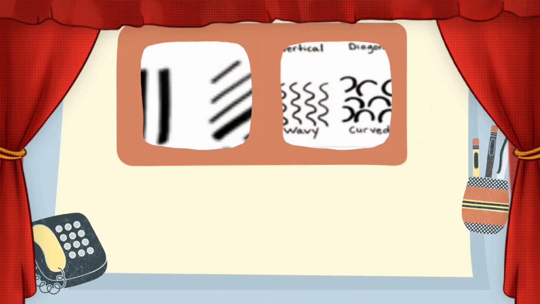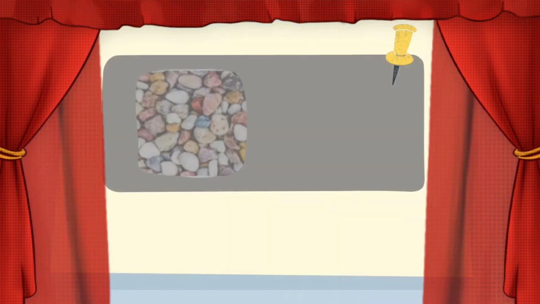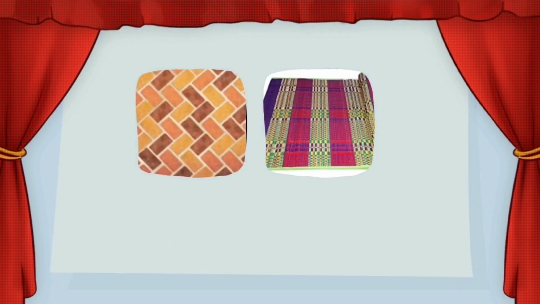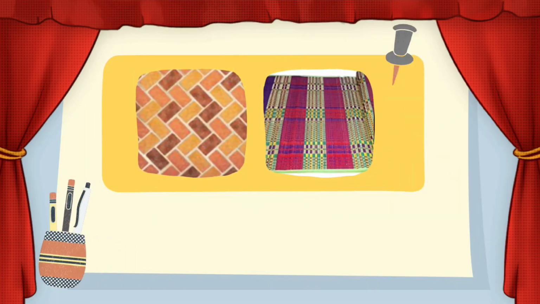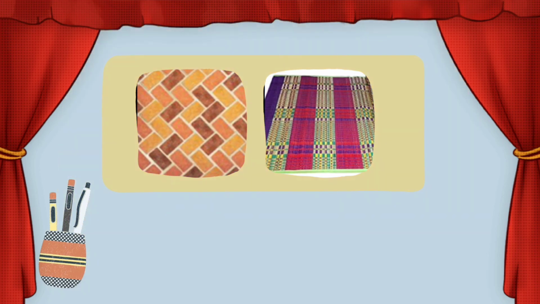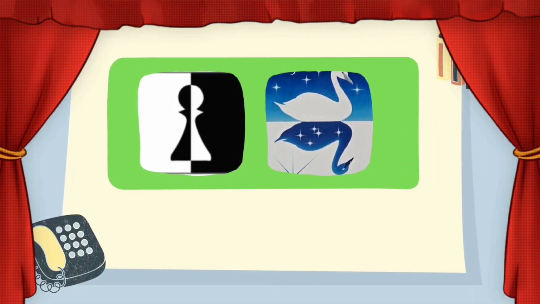Let's start. For number 1, there are clues such as the wavy, curved, diagonal, and vertical words. Number 2, there is a pyramid that is almost the same as the other picture. Number 3, they have different characteristics such as weight and size. Number 4, through the use of shapes and color, they form something. And last, number 5, it shows equilibrium.